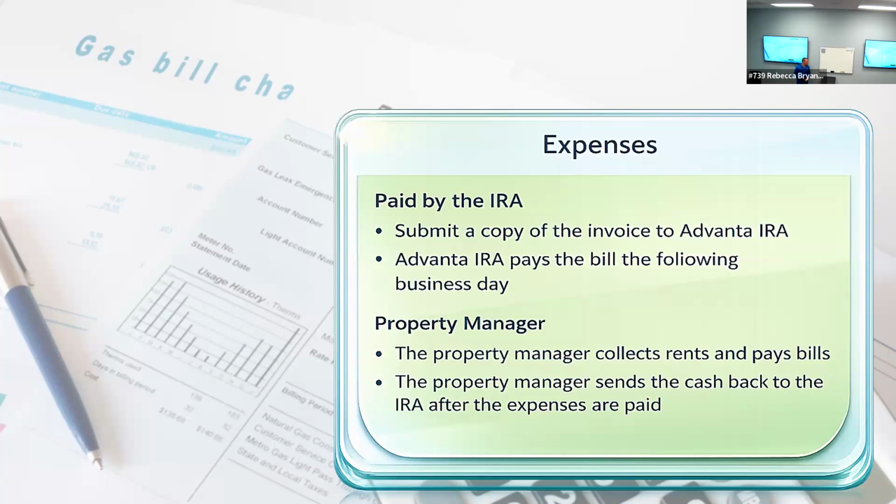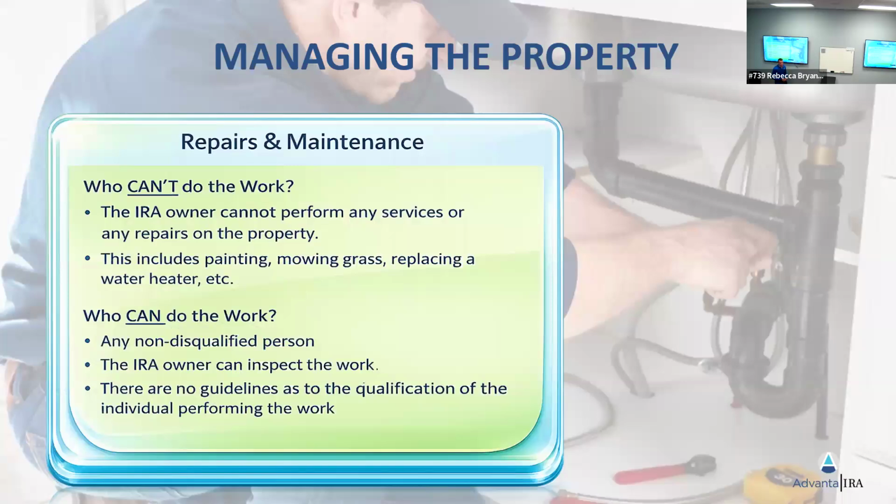So that's why, when you're looking to buy a property in an IRA, we want to think about how much expense is really going to be involved with that property and that long-term ownership. So you just want to think about the expenses that are associated with the property.